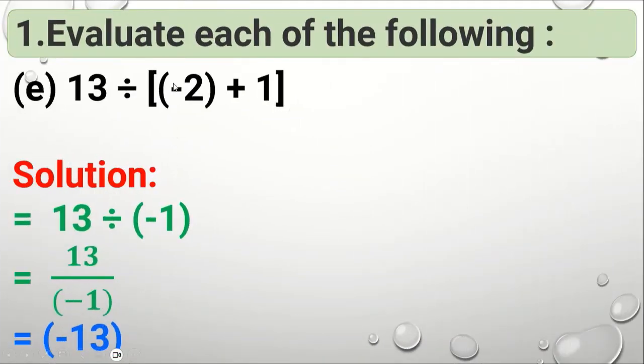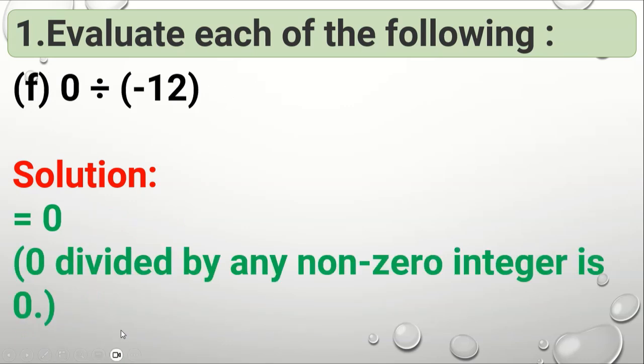Next, 13 divided by bracket minus 2 plus 1. So we will do this first, that is minus 2 plus 1. So it will become minus 1. So 13 upon minus 1. If the denominator is 1, then the answer is the numerator itself. So we will take minus 13 as the answer. Next is 0 divided by minus 12. Now we know that if we divide 0 by any number, the answer is 0 only. So 0 divided by any non-zero integer is 0.